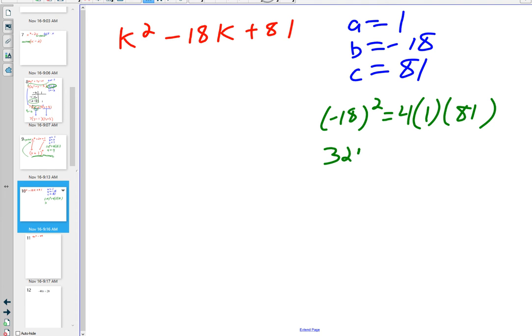Negative 18 squared is 324. So it's 4 times 1 and 81. It worked. Yay, I have a perfect square trinomial. So on the last example, what did I tell you it's going to look like? Not 2 parentheses. 4 parentheses. With a square on the outside. Keep the sign in the middle, which was negative. And now just drop down the square roots. What's the square root of k squared? K. Hey, what's the square root of 81? 9. Ta-da!